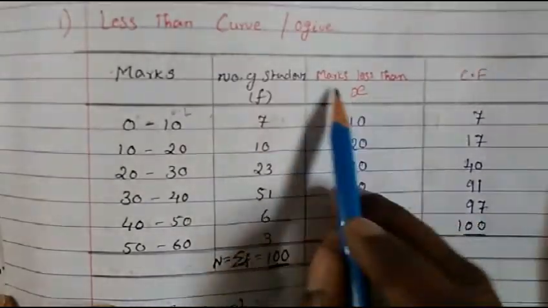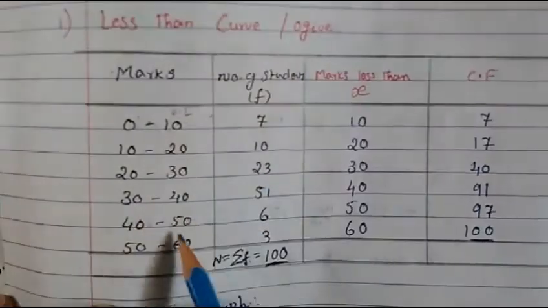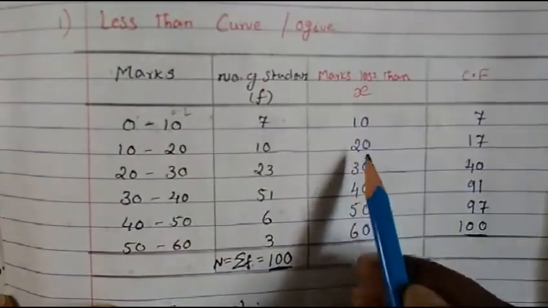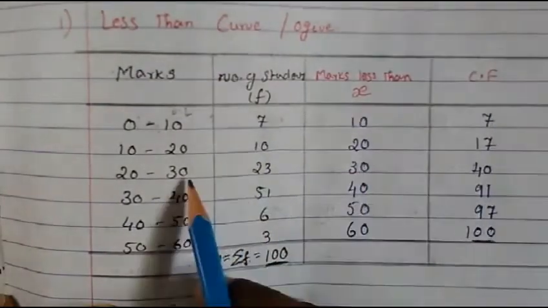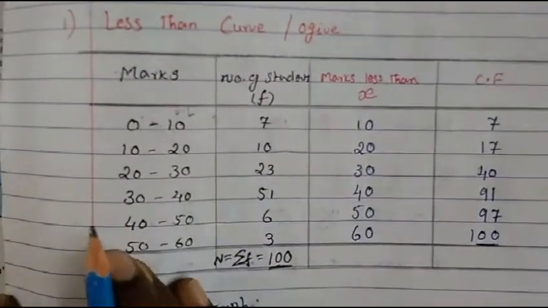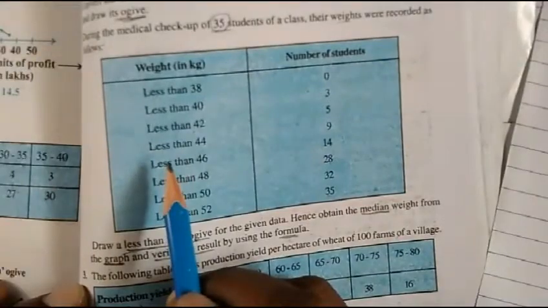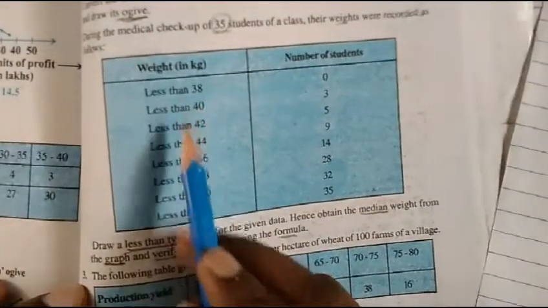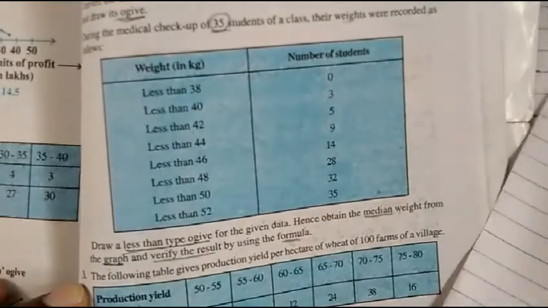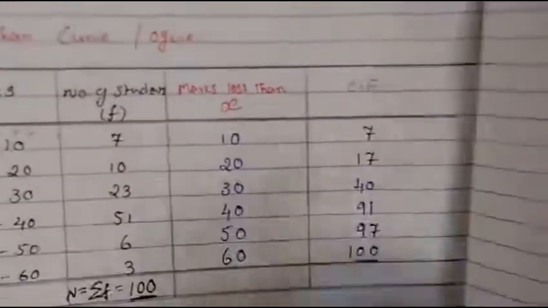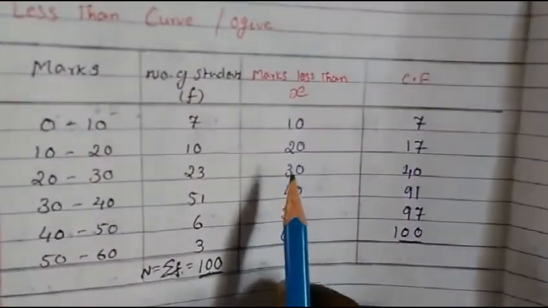So we have to prepare a column for less than, where we write all these upper limits: less than 20, less than 30, less than 40. But in the question, it is already given, less than 38. So there is no need for us to prepare this column.